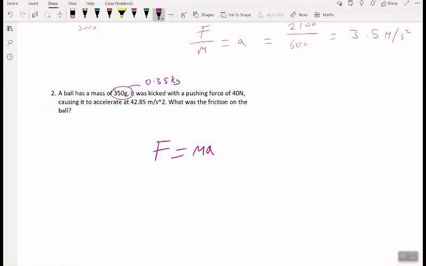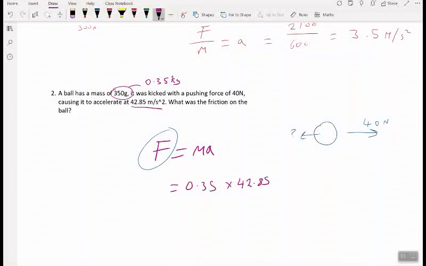I had to think through this question. They seem to have given me F, m, and a there. You need to think about what you're doing, and remember that pushing force may not be the only force acting on it, because it's talking about friction here. So we need to find a quantity for friction. It may help you to draw, if it's got 40 going that way, and we've got something going backwards that we don't know. First off, let's work out what the resultant force F is. We've already converted the mass to 0.35, so I've got 0.35 times the acceleration, 42.85. So I get that the resultant force F is basically 15 newtons.